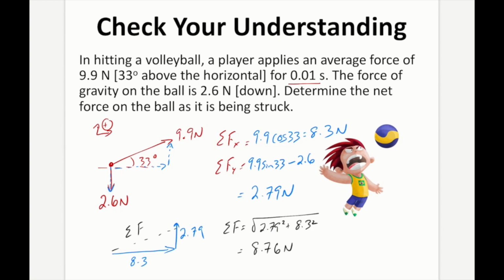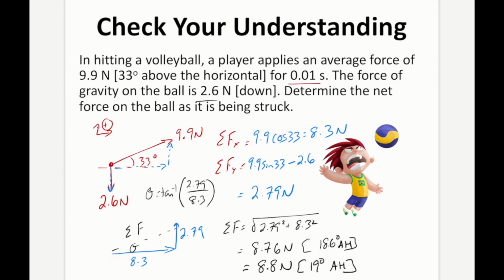We need to find the angle that this makes right here. So we're going to say theta is going to equal tan inverse of opposite, which is 2.79, divided by 8.3. And that gives us a theta of 18.6 degrees. Now, based on what we've talked about so far, we're going to say that's 18.6 degrees above the horizontal. Now, we're not quite done because we need 2 sig digs. So our final answer is going to be 8.8 newtons, 19 degrees above the horizontal. And that's our final answer.